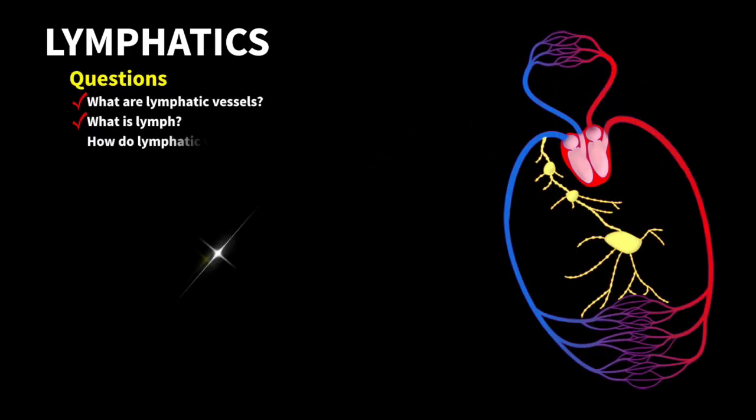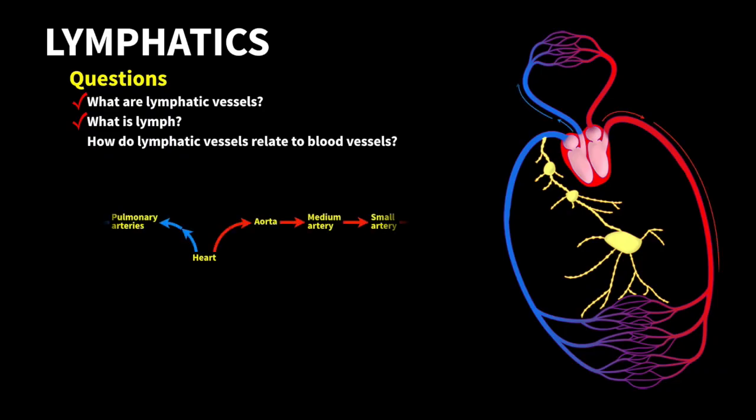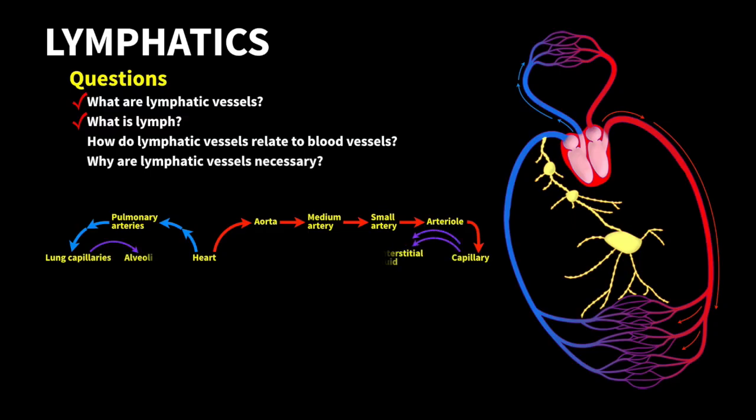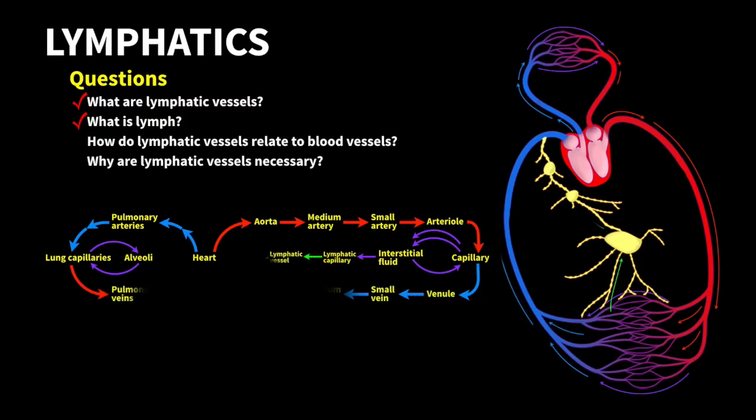This then answers the final questions. How do lymphatic vessels relate to blood vessels? And why are lymphatic vessels necessary? Which we answer as we see the lymphatic vessels eventually join the veins, and in so doing return the excess plasma lost from the blood during capillary filtration back to the blood to maintain the blood volume as it returns to the heart.